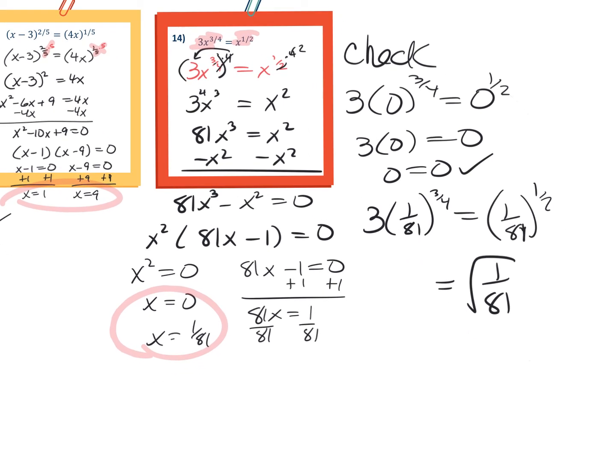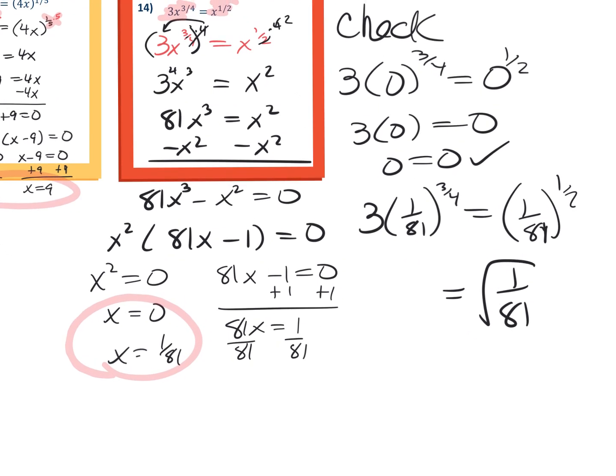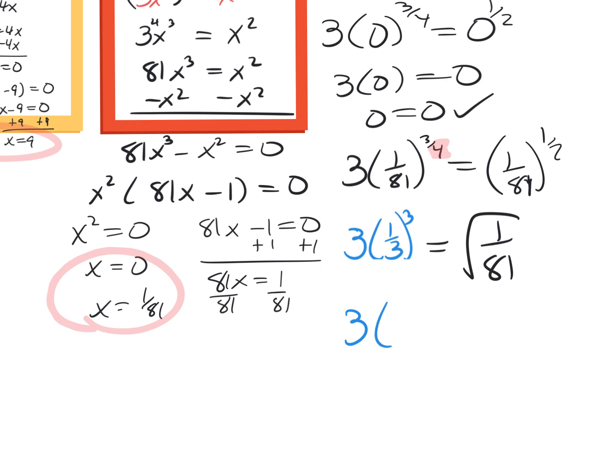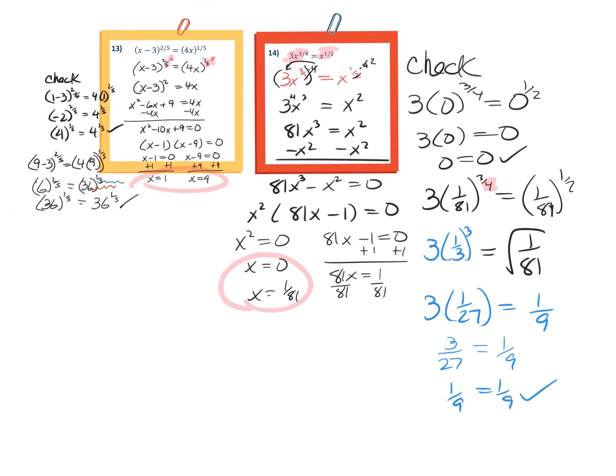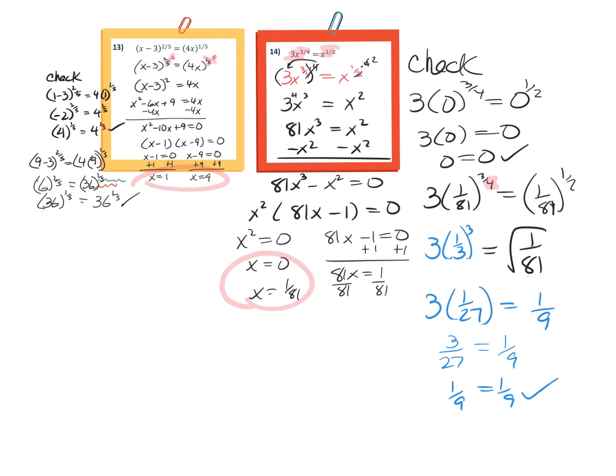And then what here I can do is I'm going to go ahead and take care of the root here first. So I'm going to find the 4th root of 81. So this will give me 1/3. And then I can cube it, and I get 1 over 27. This one is just going to give me 1/9. And then this gives me 3 over 27, which reduces to 1/9. 1/9 equals 1/9, so it checks. So x equals 0 and x equals 1 over 81 are both good answers.